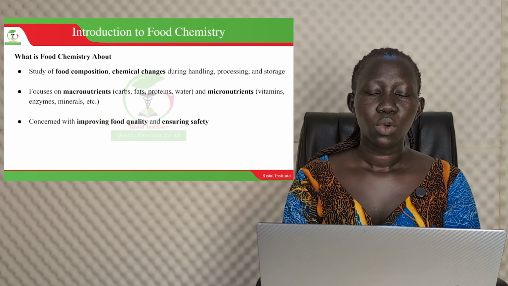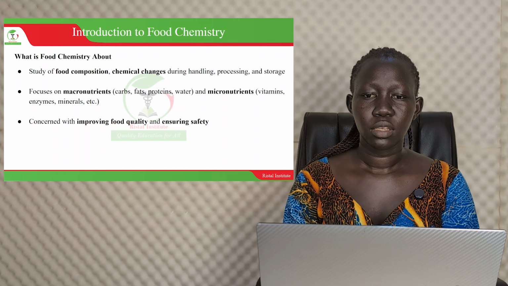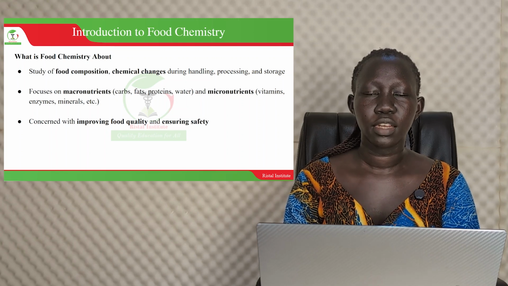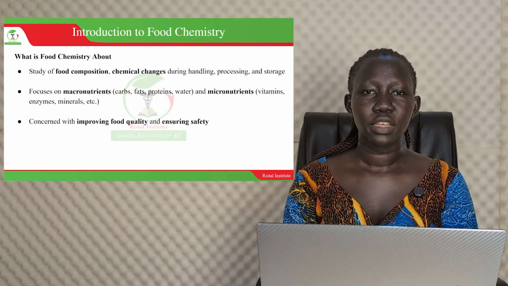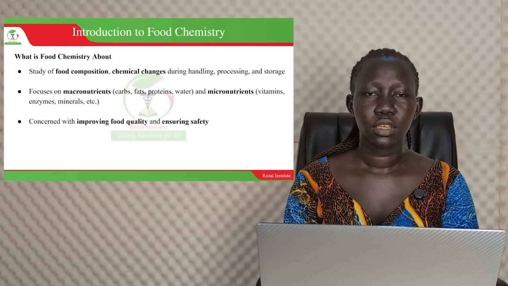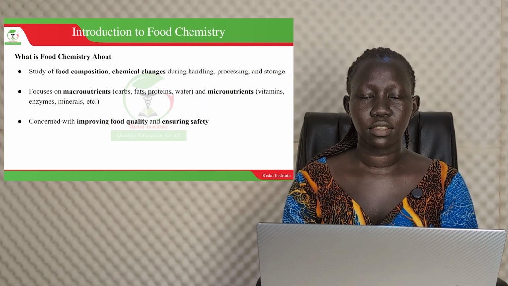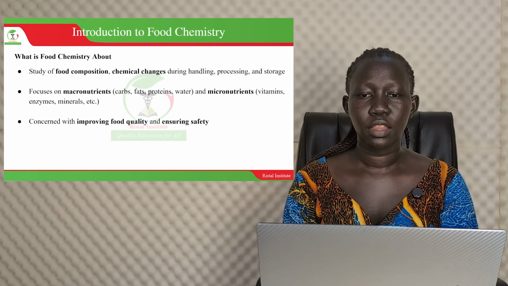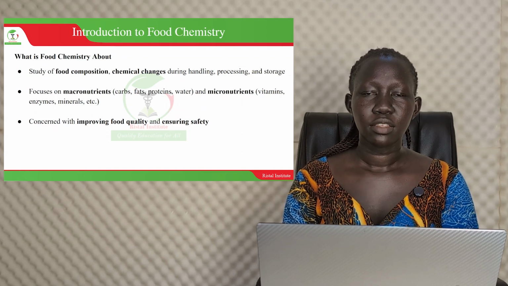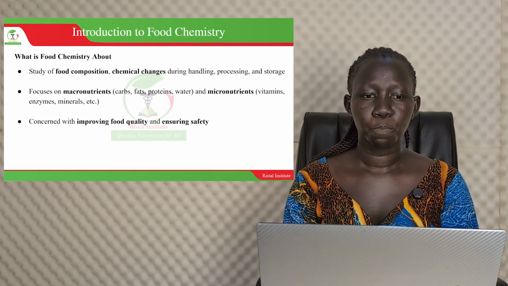We would like to understand what food chemistry is about. When you hear the word food chemistry, we have two major words there, food and chemistry. Food involves what we take into our body to nourish us so that the body can function well, so that you're able to coordinate your day-to-day activities. And chemistry involves a series of reactions that occur. And these reactions can be biological and can also be biochemical.